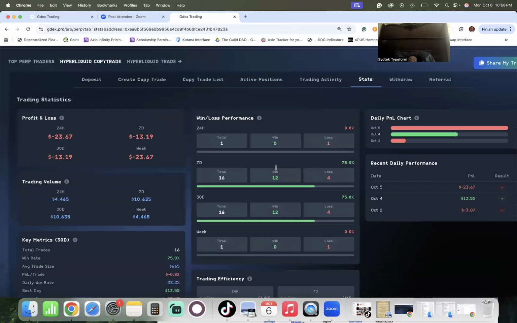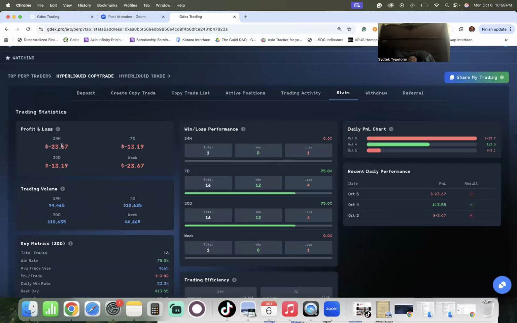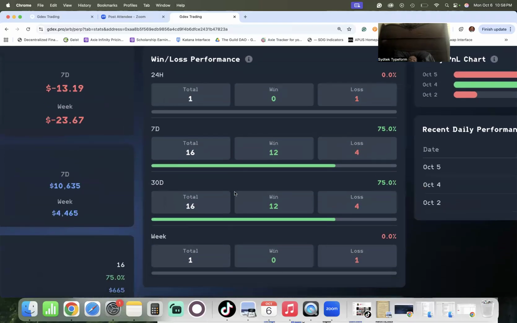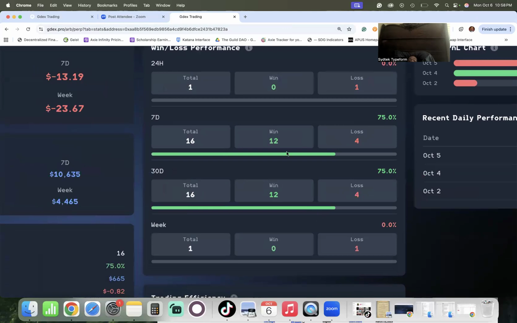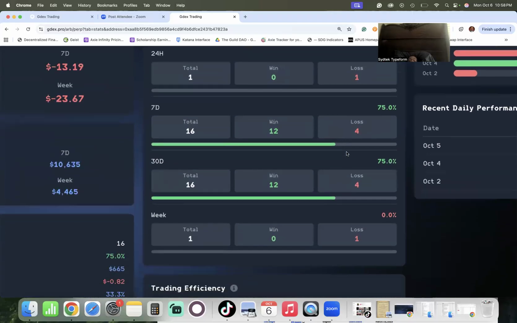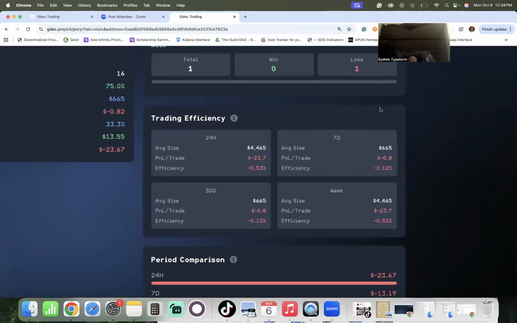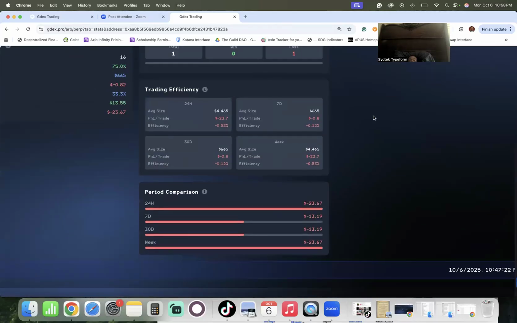With the stats, you can see on 24 hours, I'm down $23. For the week, I'm down $23. I was testing, right? But here's the important part. Win-loss performance. For the week, I was in 16 trades, 12 wins, 4 L's, right? Not too shabby. 75% win rate. Let's get it. Now, you know what this loss was?